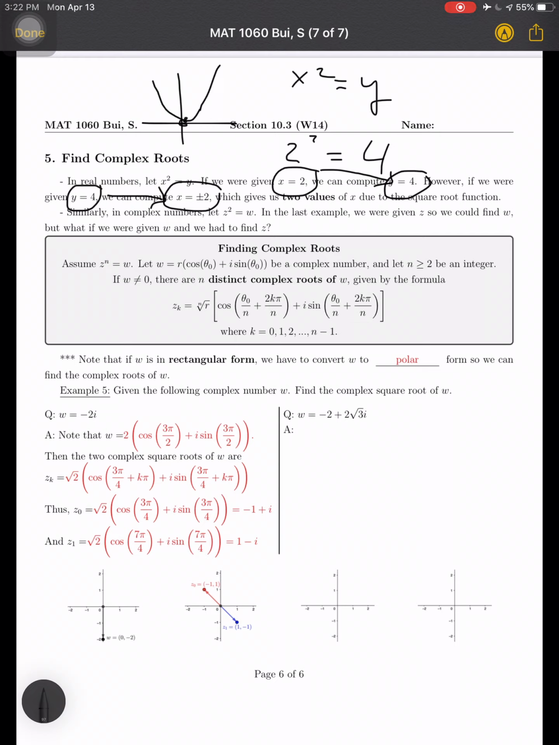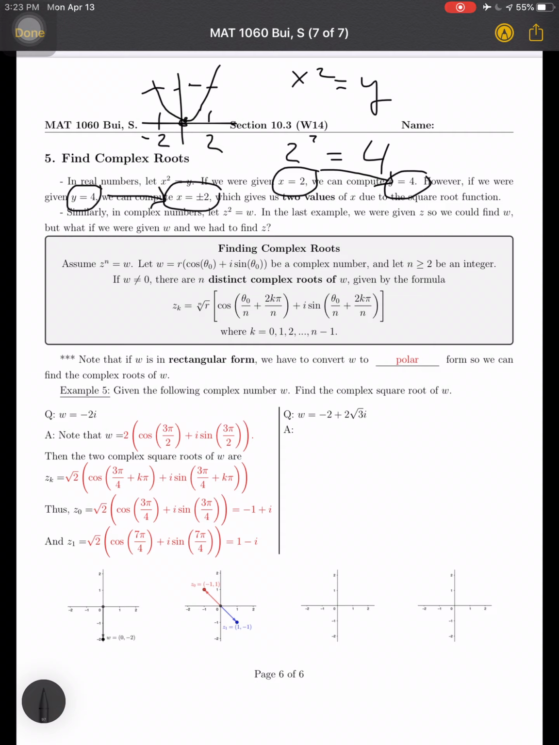So the lowest point of the parabola is meant to be at the vertex, at the origin. At a y value, say 4 here, if you project it sideways, this is your 2, and the other one will be your negative 2. That's why we have two x values there. So we're going to have the same deal for complex numbers.